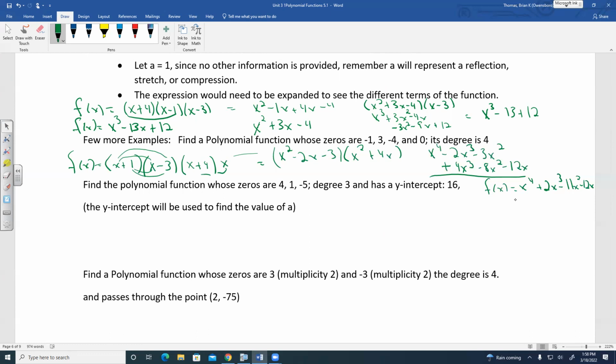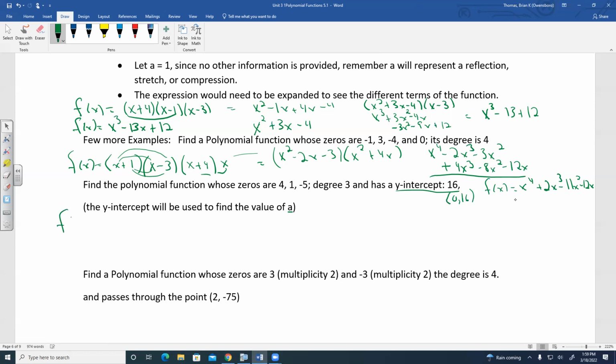On this next example, they give us these zeros, but also they give me this extra piece of information. They say the y-intercept is 16. So remember, that is an ordered pair, 0, 16. Remember, for a y-intercept, the x value is 0. So the y-intercept is actually going to be used to find the value of a this time. So before, the a was just going to stay at 1. Now we actually have to find the value of a because they gave me some more information.